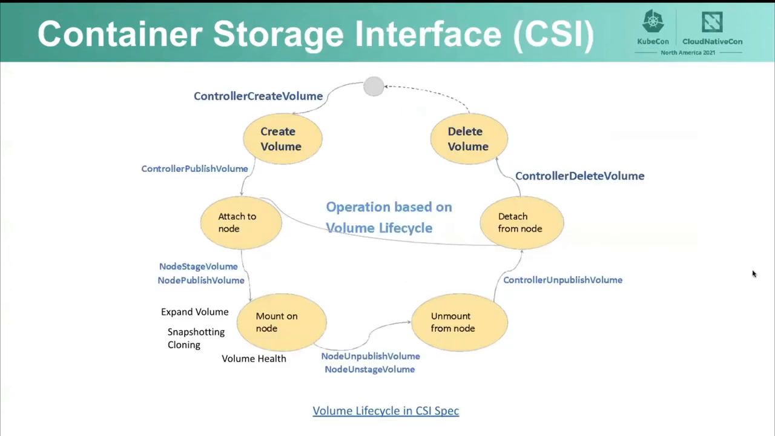In the CSI spec, we have RPCs for volume lifecycle management. This includes provisioning support, such as create and delete volume, and RPCs that make sure volumes are available for a pod to use, such as attach and detach volume and mount and unmount volume. It also has other functions such as extend volume, snapshotting, cloning, volume health, and so on.